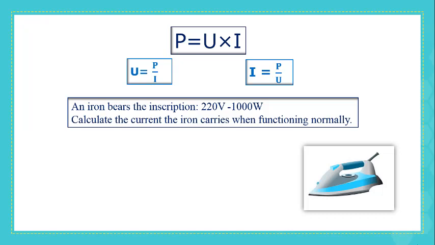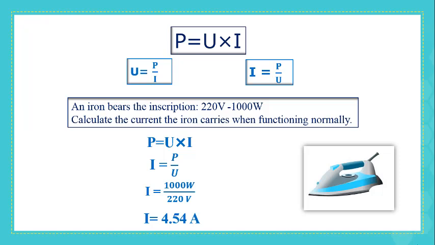An iron carries the inscription 220 volts, 1000 watt. Calculate the current the iron carries when functioning normally. The power is equal to voltage multiplied by current. Here we have to calculate current, so we divide the power by voltage. 1000 watt divided by 220 volt, the answer will be 4.54 ampere. So 4.54 ampere is carried by the iron while functioning normally.